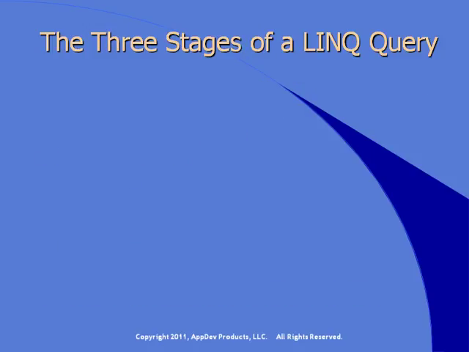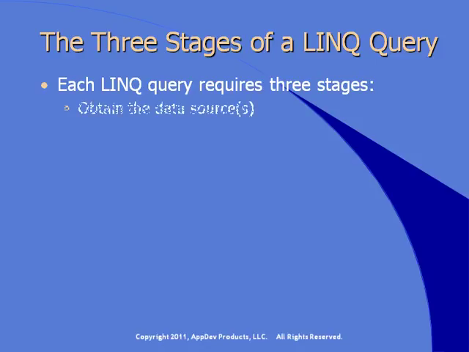Every LINQ query is made up of three stages. The three stages are, first of all, obtaining the data source so you know where the data is coming from. Then you create the query in code. And finally, you execute the query to retrieve the data the query retrieves or to execute the action the query is supposed to execute. Either way, you need to specify all three of these things. Where's the data coming from? What is the query? And then execute the query.